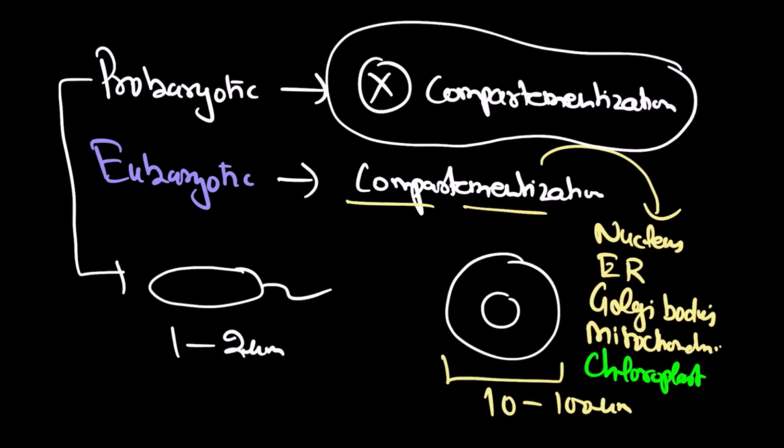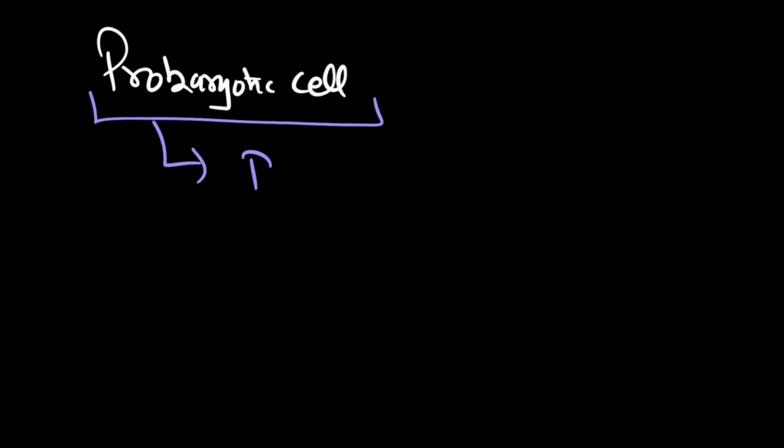So in the case of a eukaryotic cell, organelles are present, while in the case of a prokaryotic cell, organelles are absent. Now here I also want to tell you, in the case of a prokaryotic cell, what are you going to see? The ribosomes. Ribosomes are of 70S type. Here S stands for Svedberg unit.